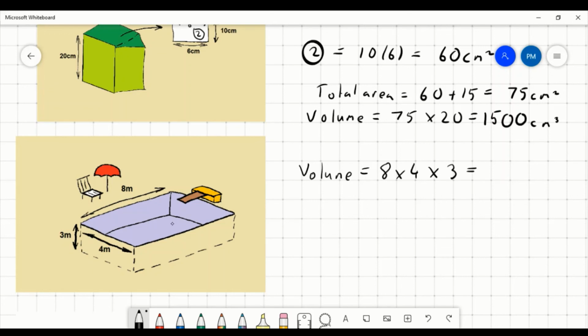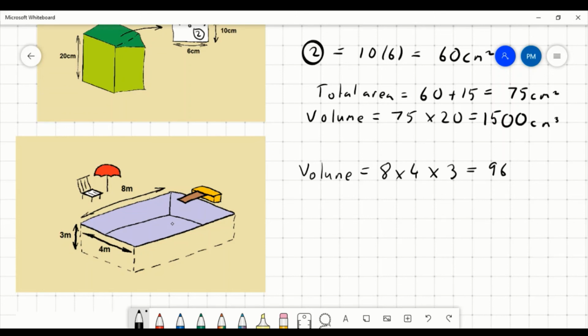You could also do it, if you wanted to think about it with this area, you could have 3 by 4 by 8, you'd get the same answer. It's just a different way of doing it. So 8 by 4 by 3 gives us 96.